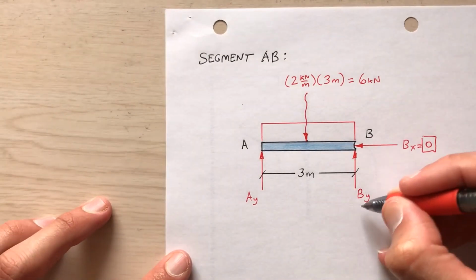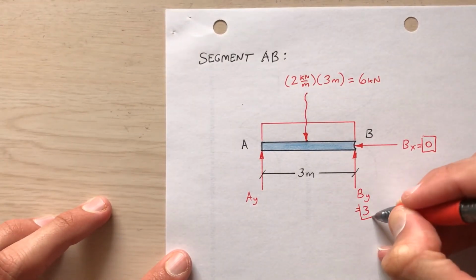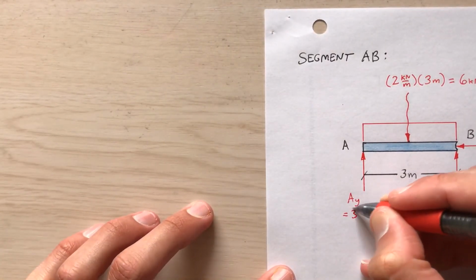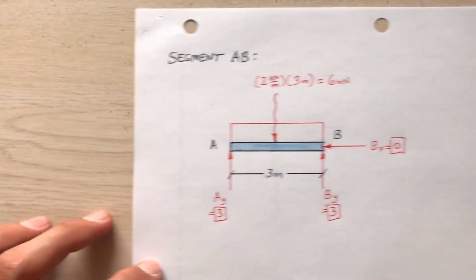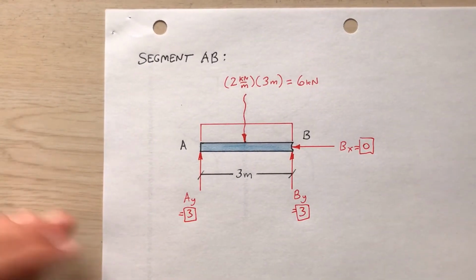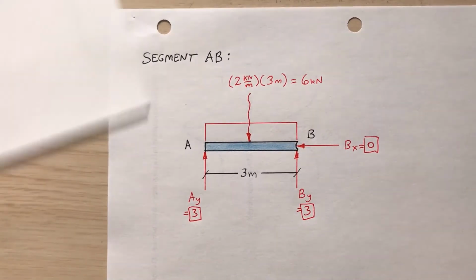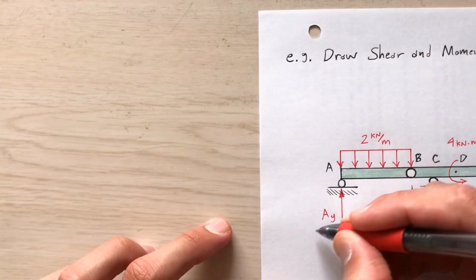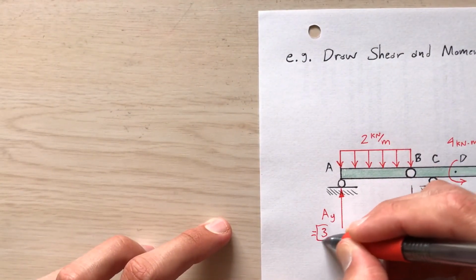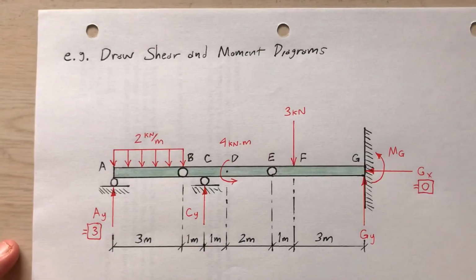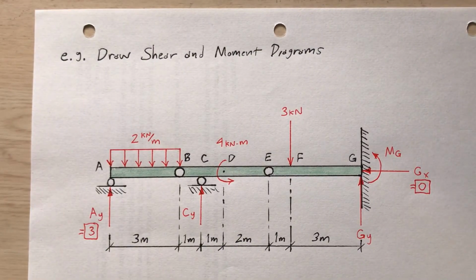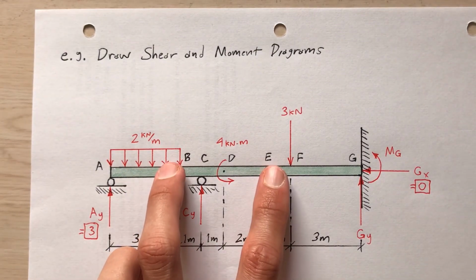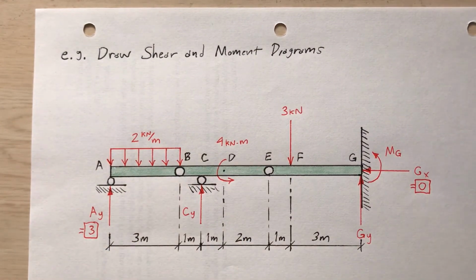Okay, so B sub y is 3, and A sub y is 3. Okay, how is that? So now I know what A sub y is. A sub y, 3 kilonewtons. Okay, so that takes care of that. Now I'm going to analyze segment BE. So analyze that separately.